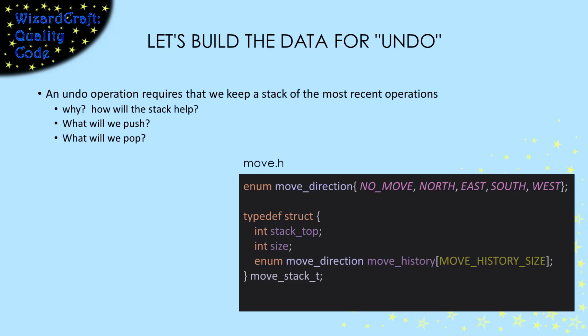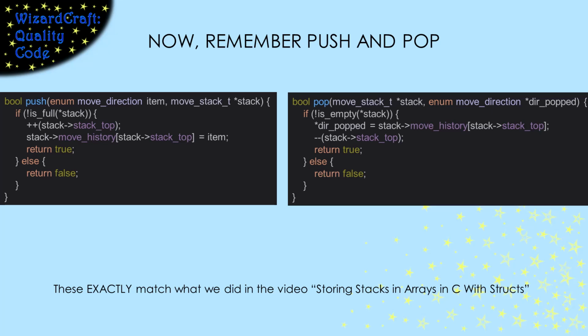Note, this implementation will fail to push after 50 moves. If this was real life, we'd have to deal with that. However, the point here is to show how a stack could help with undo. I'll leave fixing that problem to another video when we have some more tools to deal with it. Our push and pop functions look just like they used to look, except that we're storing move directions instead of chars.